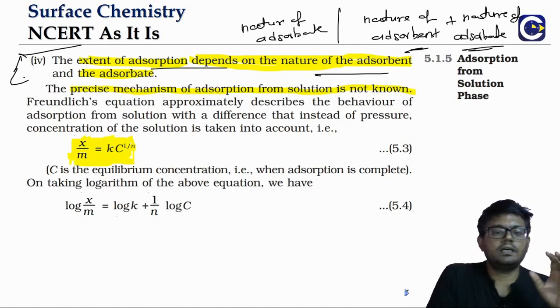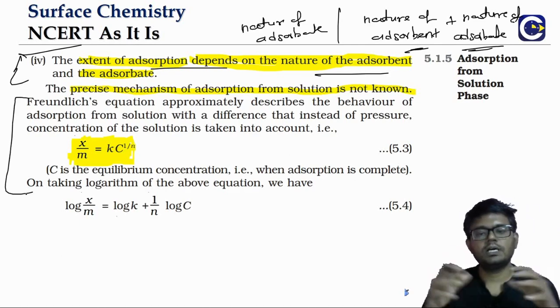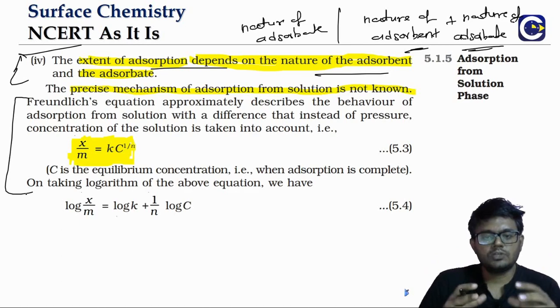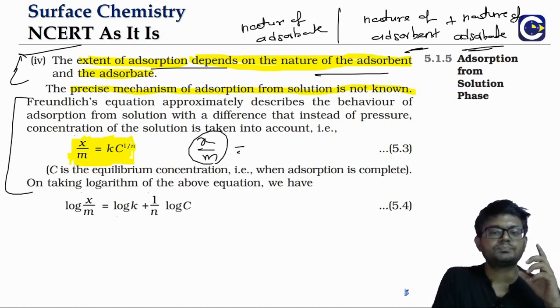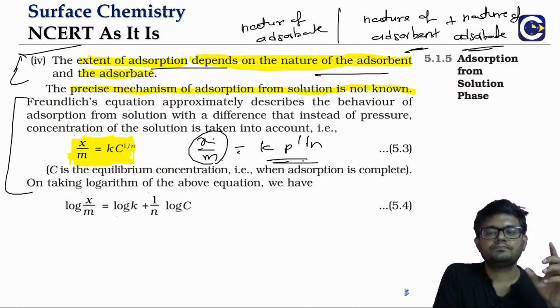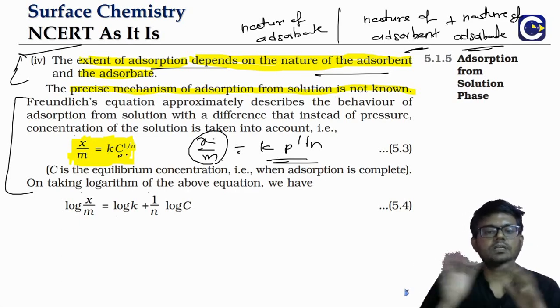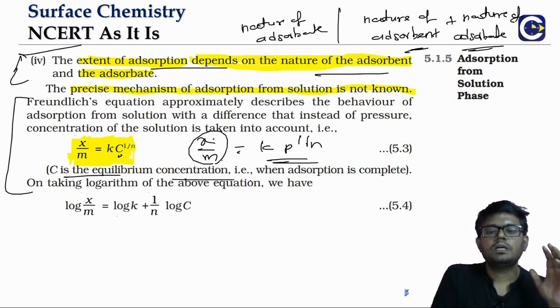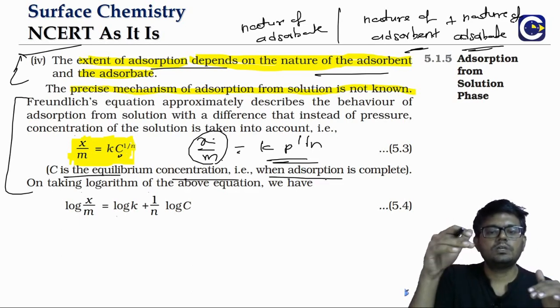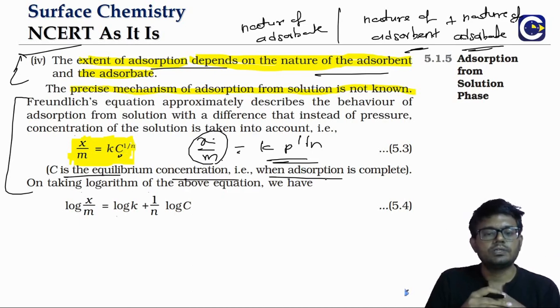Now when you look at the analogous Freundlich adsorption isotherm expression, what was it that we had? The extent of adsorption, X by M, where X is the mass of the adsorbate and M is the mass of the adsorbent, is equal to K into P power 1 by N. So here we will be having K into C power 1 by N. Instead of pressure we will have concentration. So here C will be the concentration of the solute that is there in the solution.